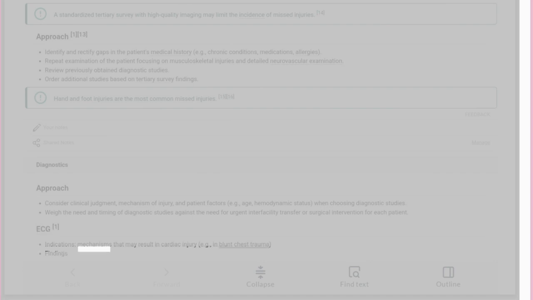ECG. Indications: mechanisms that may result in cardiac injury, for example in blunt chest trauma. Findings: blunt cardiac injury, for example dysrhythmia, ST segment changes; pericardial effusion and cardiac tamponade, for example electrical alternans, low voltage QRS.